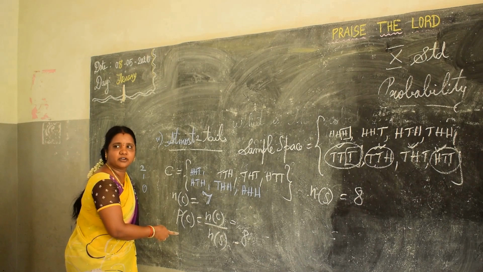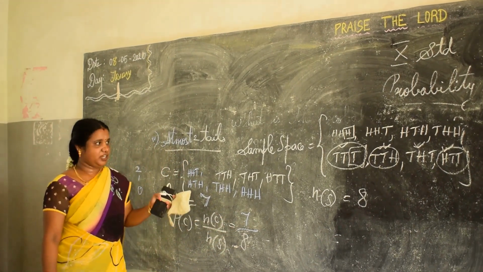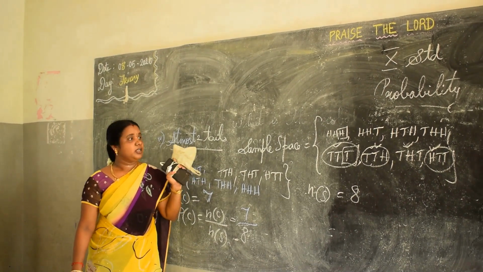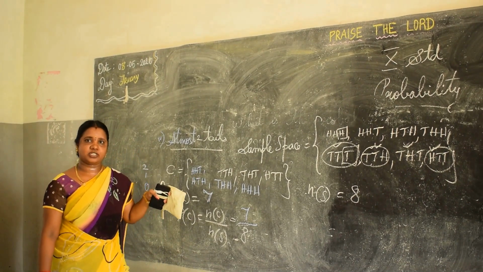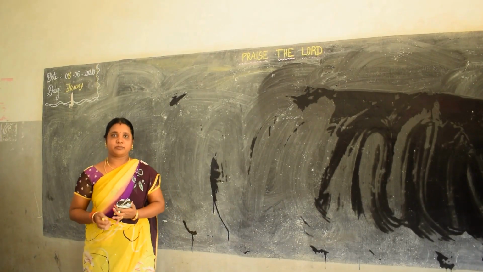So what is the probability of an event? N of C by N of S. 7 by 8. In exam point of view, they will often ask this. In order to confuse you, at least, at most, confuse pannradhukkaaga often they will ask this question only. Next, we are going to see about rolling a die.